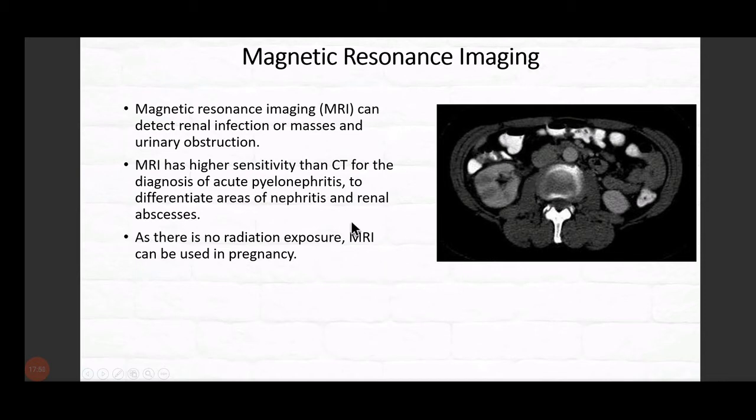In patients, like I said, 20 to 40% it can happen in pregnancy. And with CT, any kind of radiation is contraindicated. So MRI, there is no radiation exposure, can be used in pregnant females.